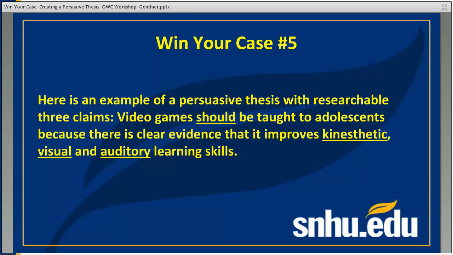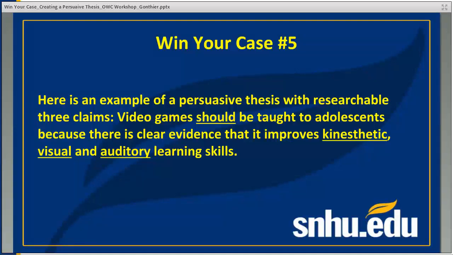And in your case number 5, this is just a reiteration of the example that we talked about earlier. So here's an example of a persuasive thesis with 3 researchable claims. Video games should be taught to adolescents because there is clear evidence that it improves kinesthetic, visual, and auditory learning skills. Okay, notice I've underlined the "should." That's the assertive nature because we're in a persuasive argument mode. Should be done what? Okay, and why? Because there is evidence that it improves 1, kinesthetic, 2, visual, 3, auditory learning skills.